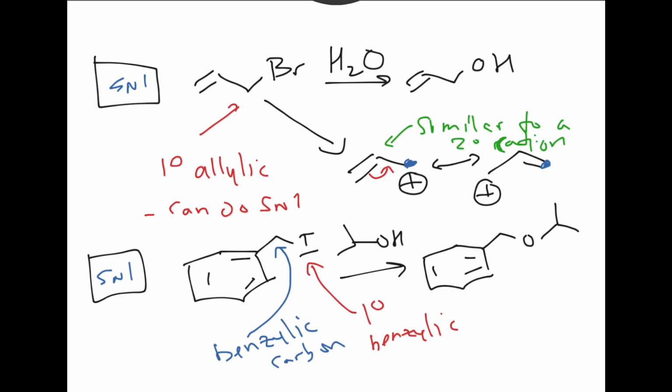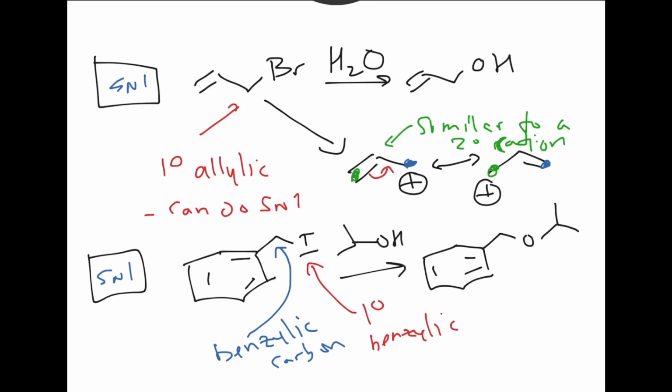So when you have the allylic cation, you're spreading that cation over two carbons, right? It's spreading between this green one and this blue one. Right, so those two carbons are sharing the positive charge.